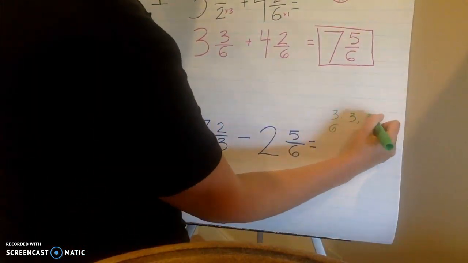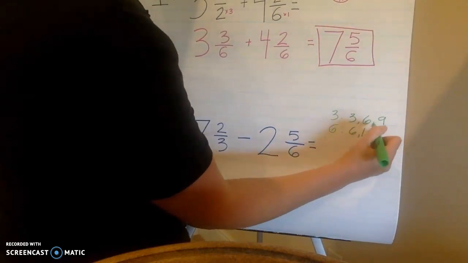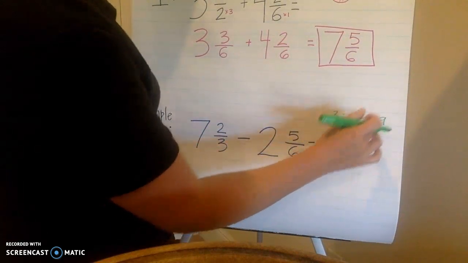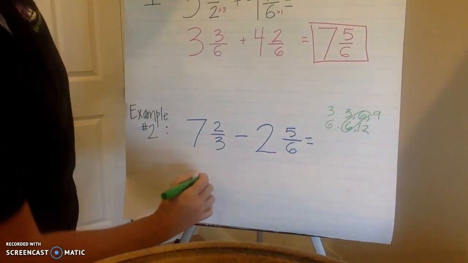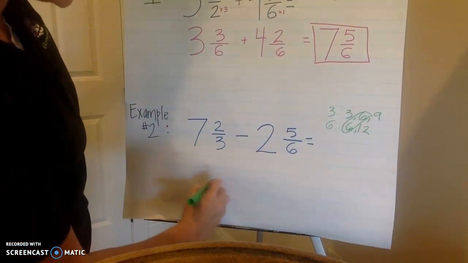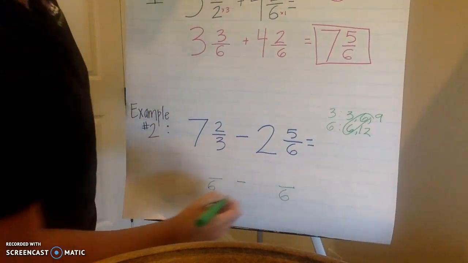But for those of you that are still unsure, remember we're just listing our multiples until we get to the least common on the same row. So I know for both of these, my least common multiple will be 6.